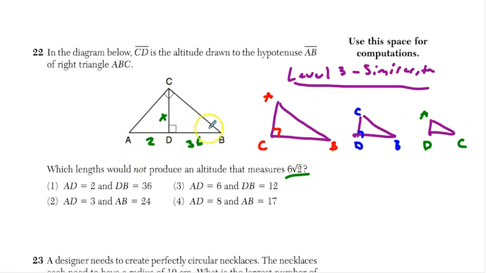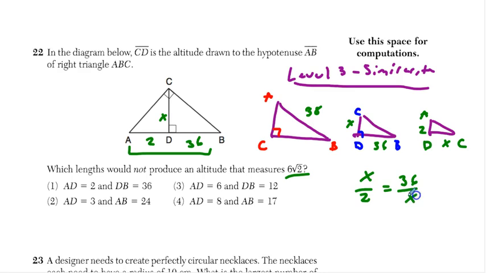So what we know in our big triangle is that the whole thing is 38. Where did the 38 come from? Well, you just add those together. In the next one, we would know that CD is x and DB is 36. In our smallest triangle, we'd know that AD is 2 and this is x. All right, well now we have 2 similar triangles, our 2 smaller triangles, so x is to 2 as 36 is to x. We're going to cross multiply and we get x squared is equal to 72. Put that in your calculator. We take the square root and we get x is equal to the square root of 72.